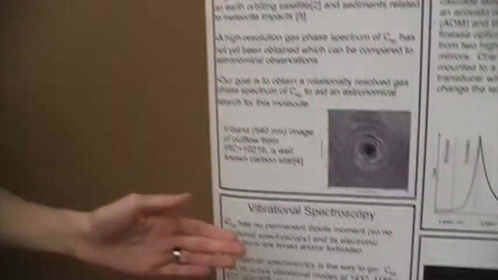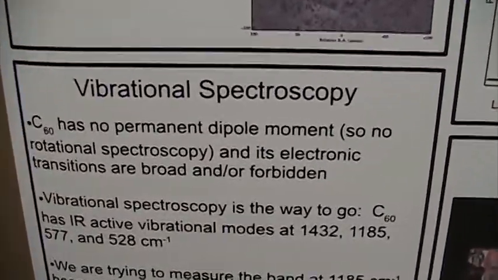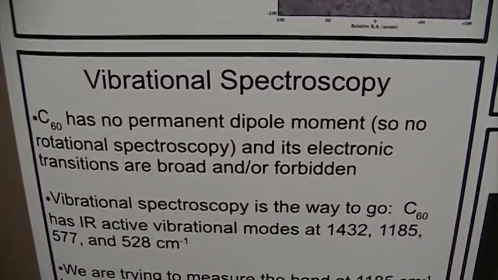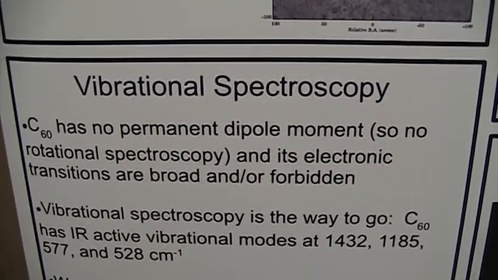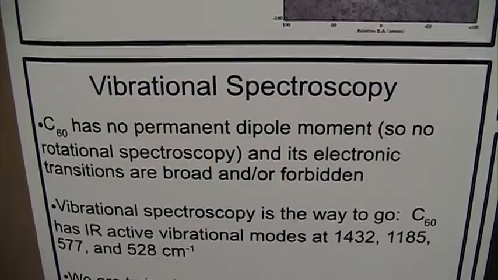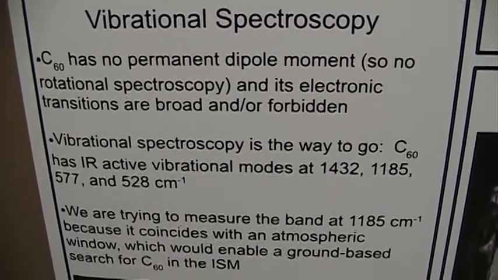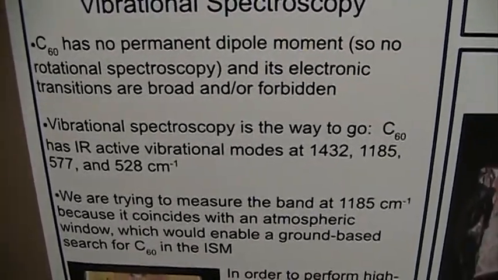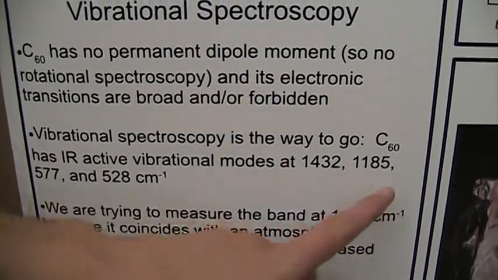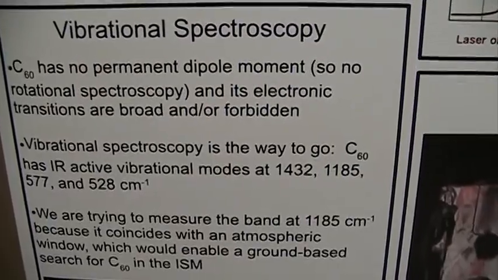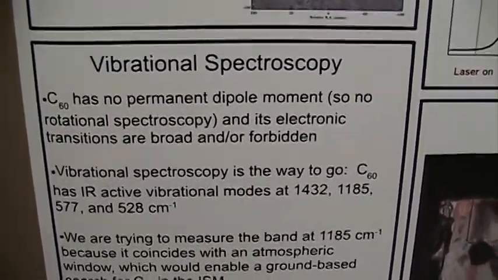We'd like to be able to do an astronomical search for that, but in order to do that, we need a high-resolution spectrum of C60 to be able to look for it. C60 has no permanent dipole moment, so you can't do microwave spectroscopy. The electronic transitions are weak or broad or forbidden, so we're left with vibrational spectroscopy, infrared spectroscopy. So there are 4 different vibrational modes. We've chosen the 1185 wave number vibrational mode because it coincides with an atmospheric window.